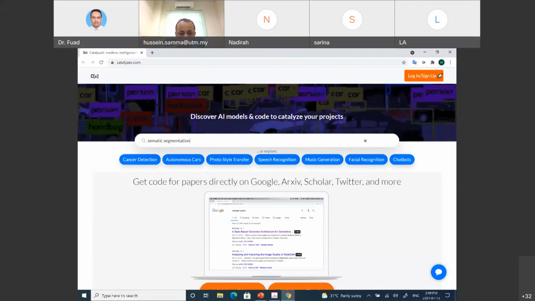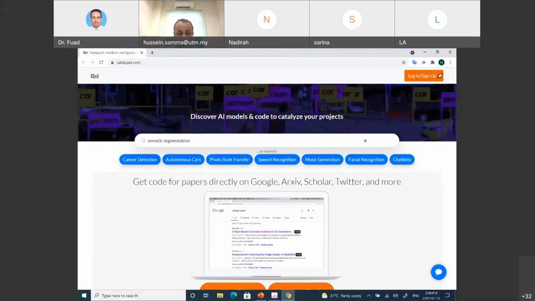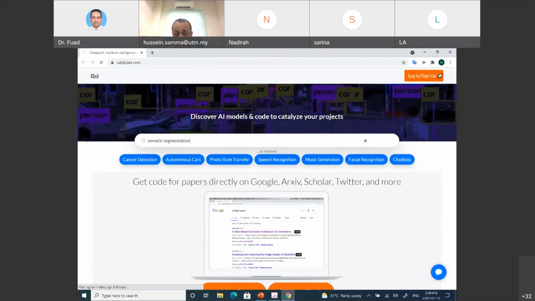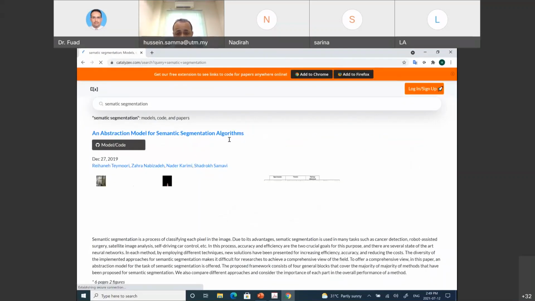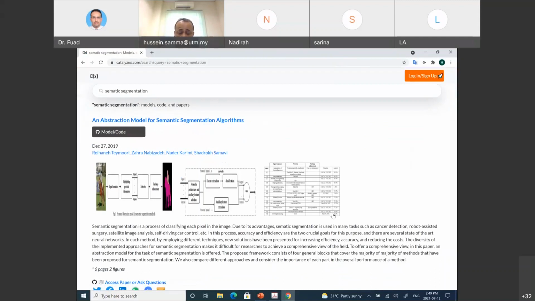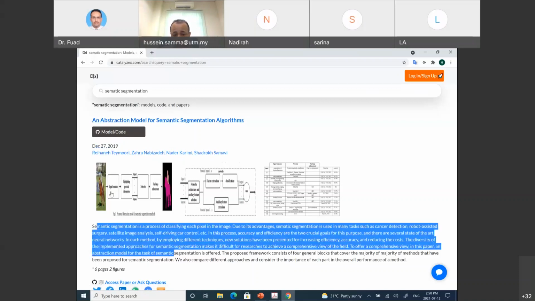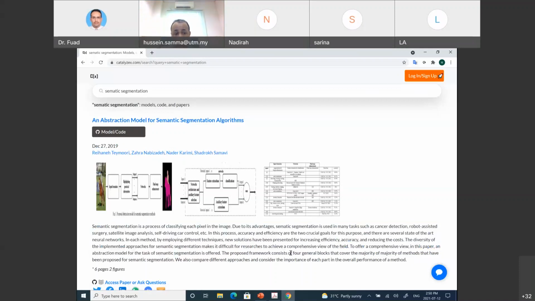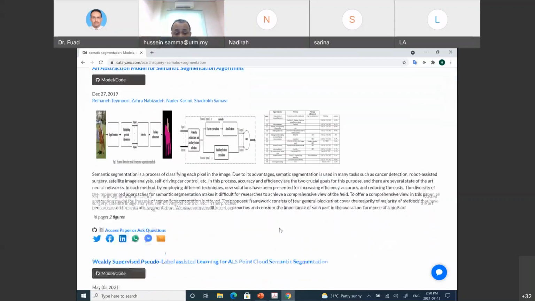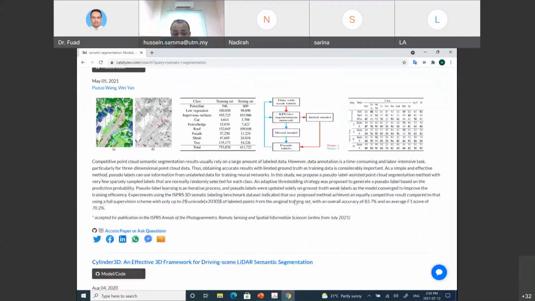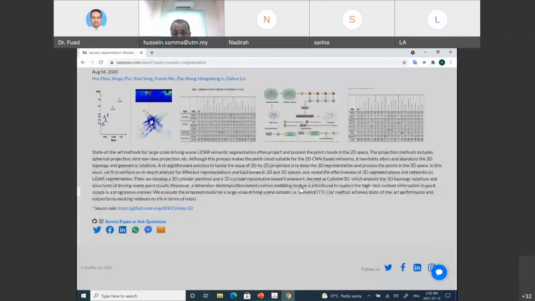The semantic segmentation problem has been investigated a lot in the literature. Just key in your keywords and do the search. You can see in this website, the best part of this website, it will give you a brief summary about the paper. So here we have this paper. We have a summary, we have the proposed model, and we have the results here. So this will give you a brief summary about the paper.